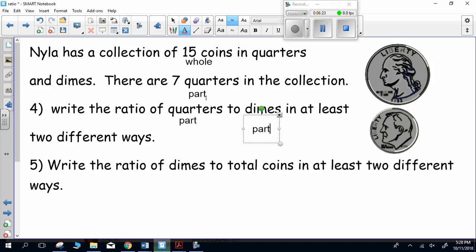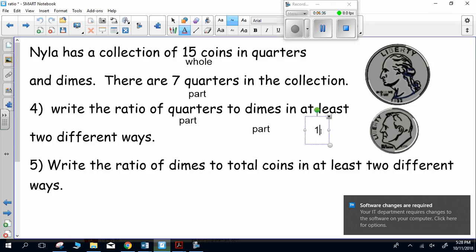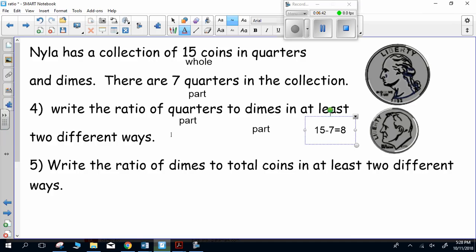I'm being asked to compare quarters, which are part, to dimes, which are also part. But I don't know how many dimes I have. So if I have 15 coins and 7 of them are quarters, that means the rest of them have to be dimes. So I need to do a quick subtraction, 15 minus 7, which will give me 8. So that's how many dimes I have. So the quarters to dimes.